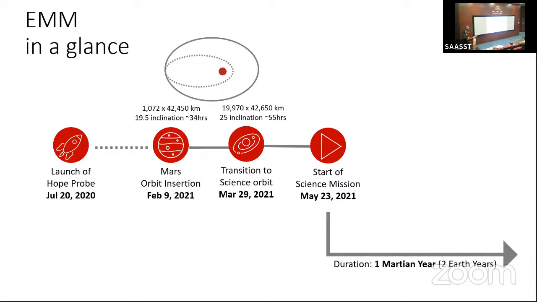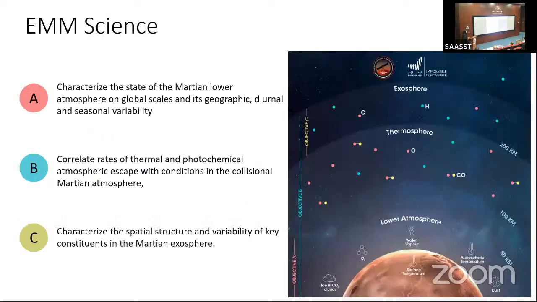The EMM science mission will last for an entire Martian year, which is two Earth years. And then there's a possibility for an extended mission for an additional Martian year. The first EMM data release was October 1st, early last month. I'm going to be giving you an update on how you can access it, even if you might have heard of what the objectives are before.